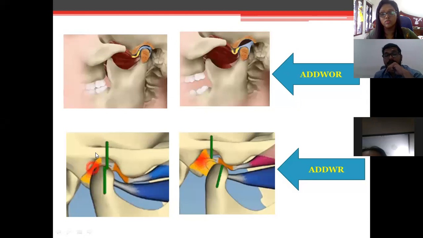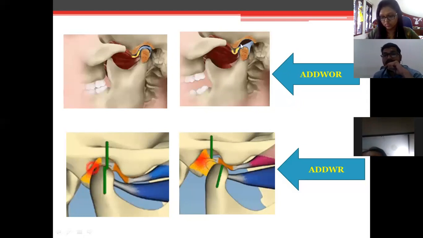So because the retrodiscal tissue is highly innervated, that is why the patient has pain when closing the mouth. Your articular disc is not innervated, that is why the patient doesn't have pain when you hit the articular disc. The normal design is like that. So what happens in patients with anterior disc displacement without reduction?